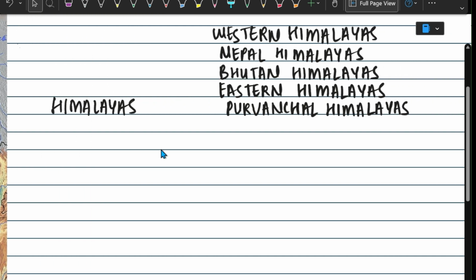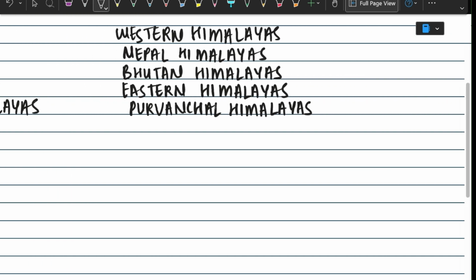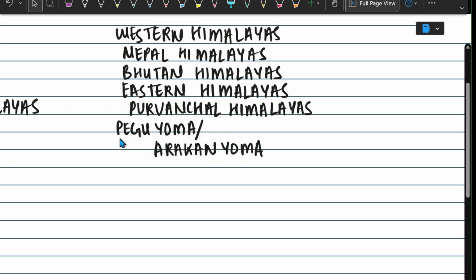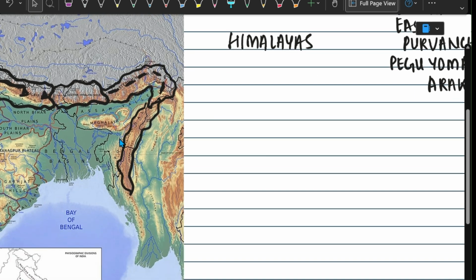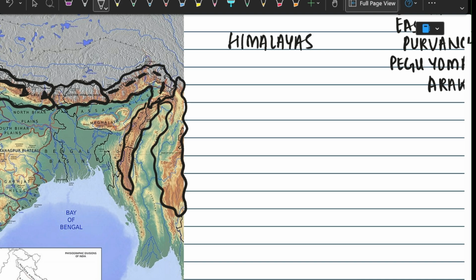And after that, we have the Pegu Yoma or the Arakan Yoma. These are located further southeast, extending into Myanmar. They are considered the easternmost extension of the Himalayas and they form a natural border between India and Myanmar. These ranges are somewhere in here, just between India and Myanmar.